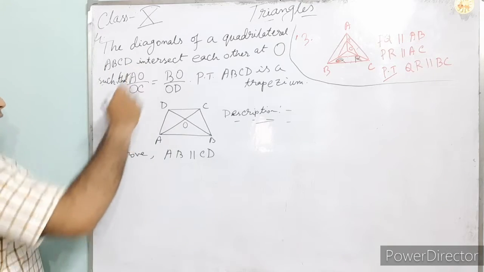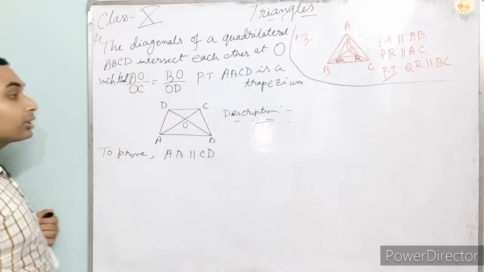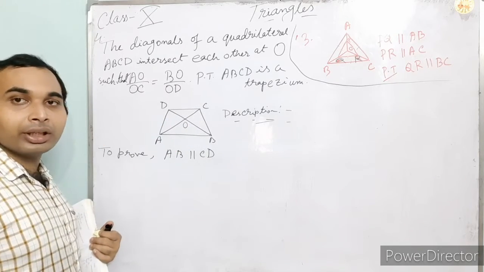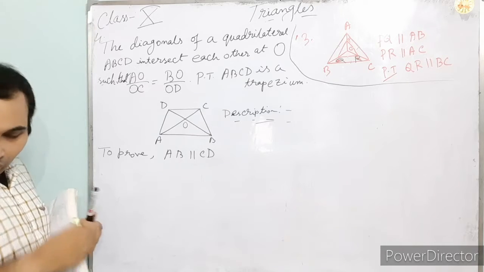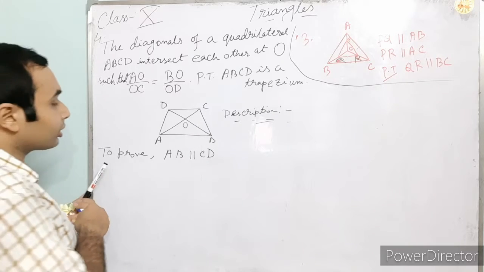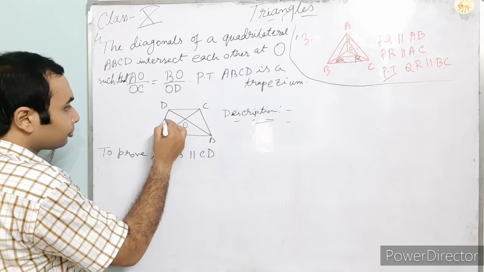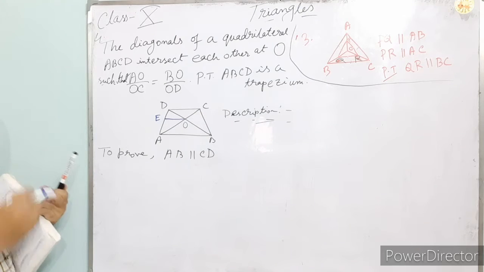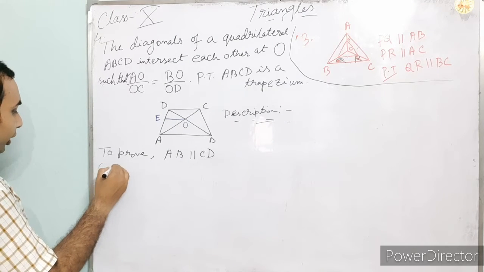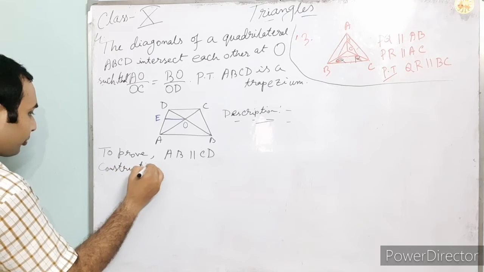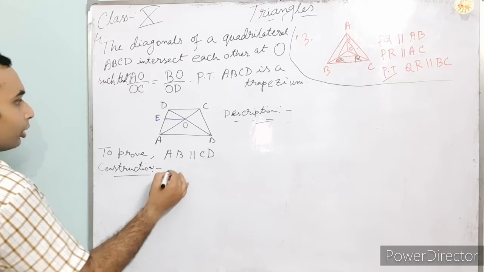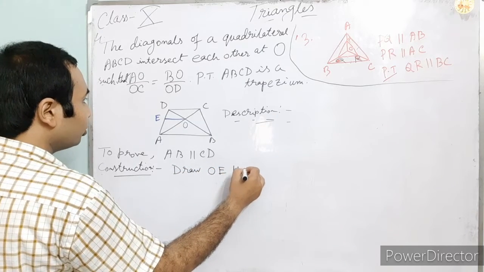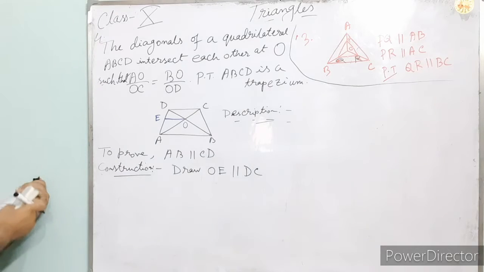Now this information is not enough to prove this, because no midpoints or anything else are given. So a construction is needed. That construction will be this one. What will be the construction? Here you will write the construction. Draw OE parallel to DC.